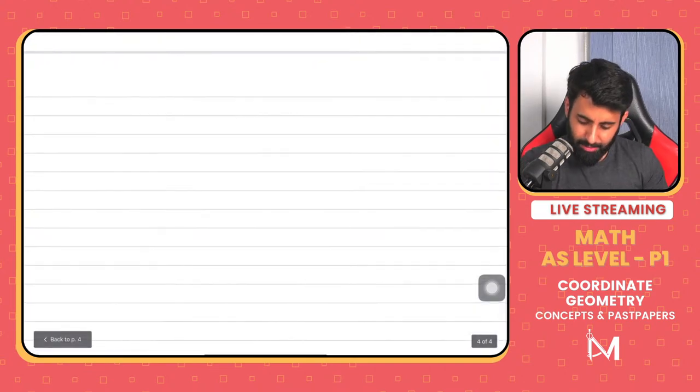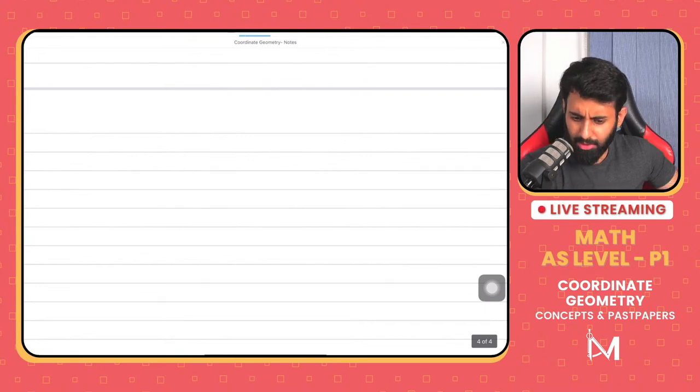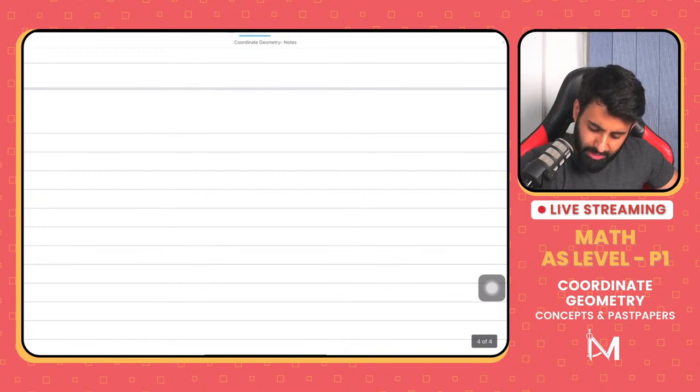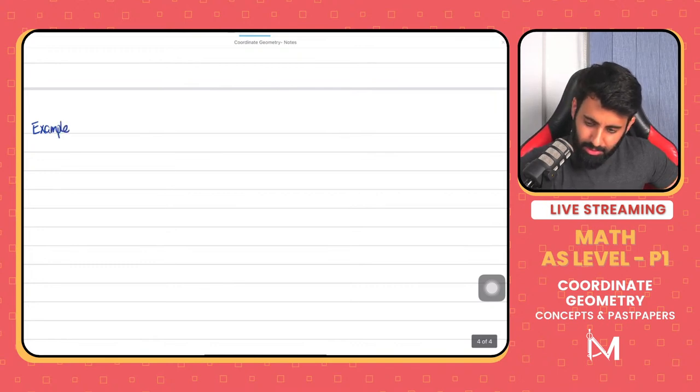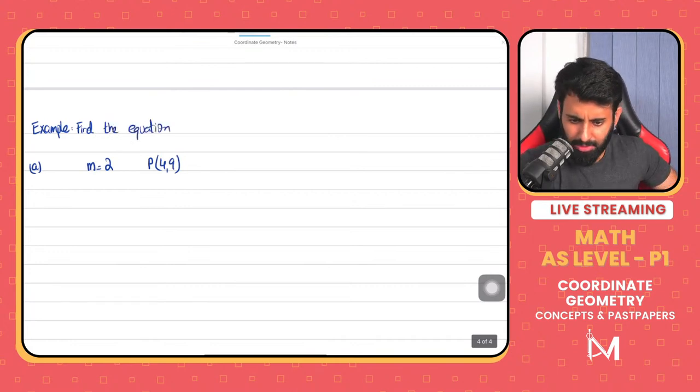Then we have, let's do an example first so that we understand. It's not mandatory that you use the new formula, but it's recommended that you do, okay? So let's do an example so that we can understand the use of the new formula. So let's say you're asked to find out the equation of a straight line with gradient 2, and it's passing through the point P with coordinates 4, 9. Okay, so you have to find the equation. I will suggest that you gradually move towards using the new formula because it makes life easy.